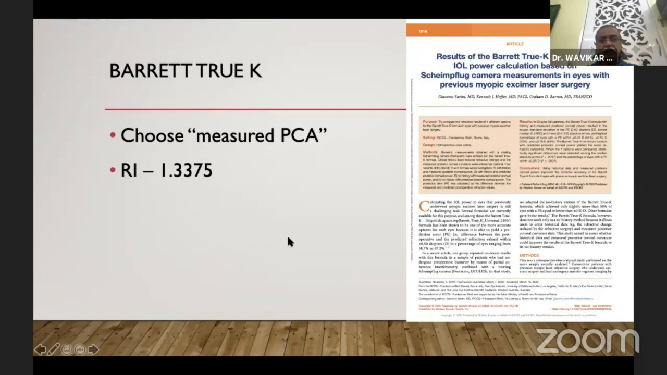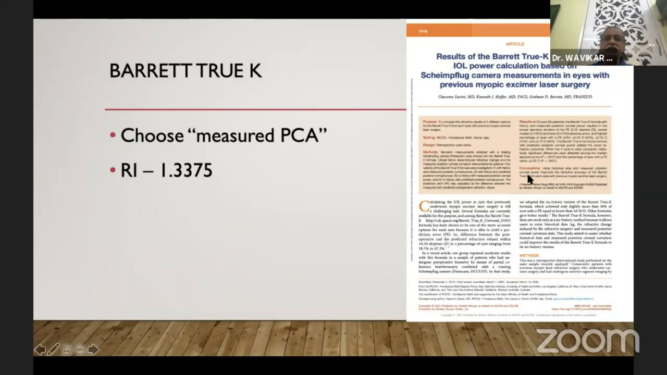Now, for Barrett-Rukh, one important point is that we have to choose the measured posterior corneal astigmatism, not the estimated posterior corneal astigmatism. So we are feeding the anterior and then we also feed the posterior. It will do vector summation and find out what is the net vector. And we also have to use a refractive index of 1.3375. Barrett typically gives you two options. Out of that, we have to choose the refractive index of 1.3375.